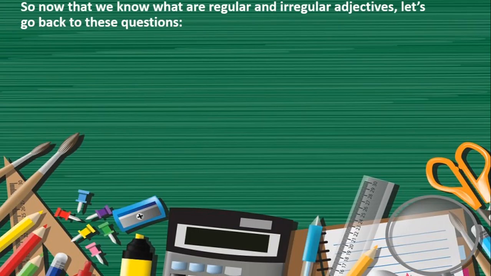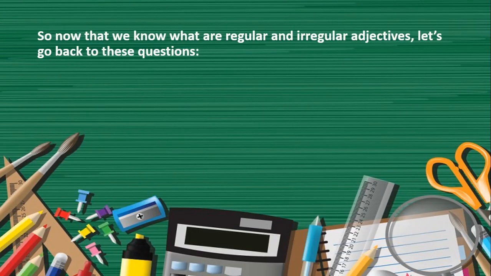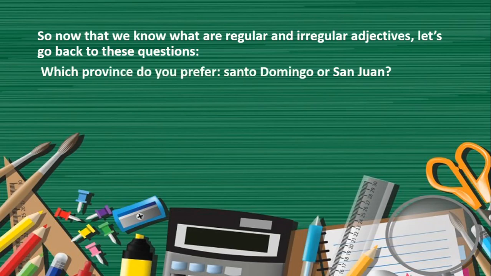Now that we know what regular and irregular adjectives are, let's go back to these questions. For example, which province do you prefer, Santo Domingo or San Juan? Take your time. I will give you 10 seconds to think about your preference and to come up with an answer. Ask yourself that question and answer it to yourself.